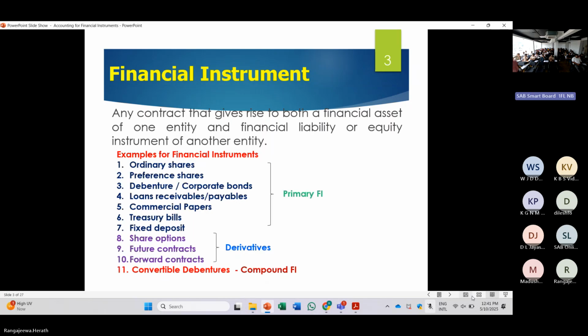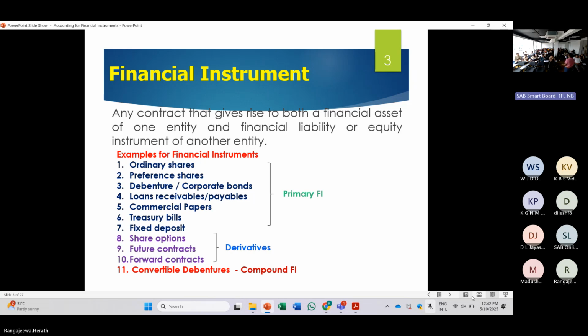So financial instrument is defined as a contract. A financial instrument itself is a contract that creates a financial asset for one party, and a financial liability or equity instrument for another party. That's the difference. Under this contract, a financial asset is created for one party, and a financial liability or equity instrument for the other party.